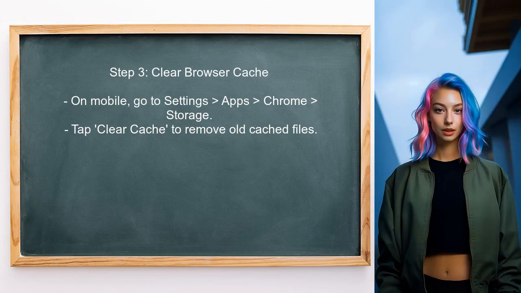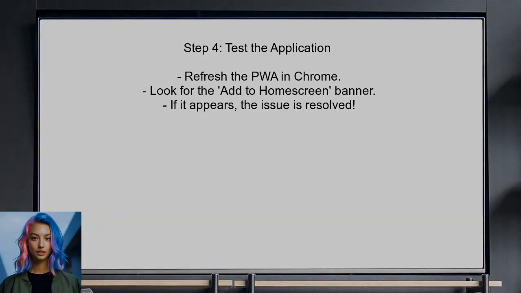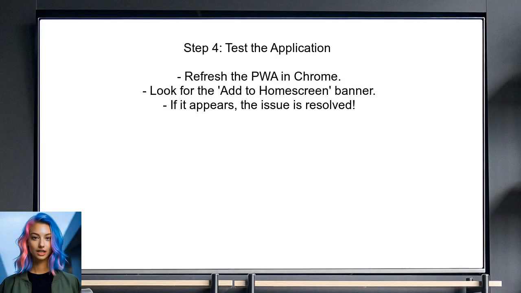After creating the offline.html file, the user should clear the browser cache on their mobile device. This step ensures that the updated service worker and files are loaded correctly. Finally, the user can test the application again. They should refresh the page and check if the Add to Home Screen banner appears as expected.